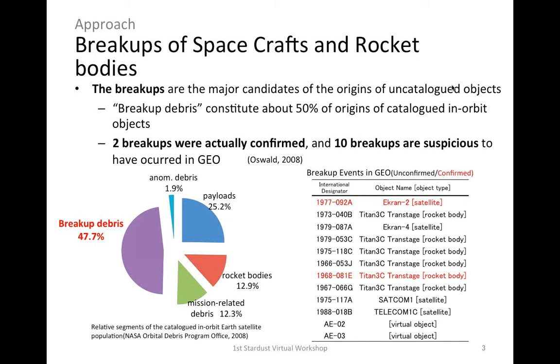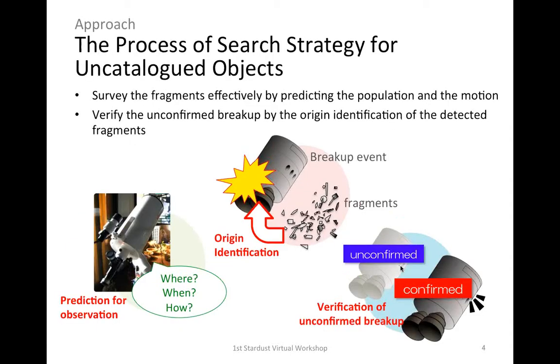Breakup debris constitutes about 50% of catalogued in-orbit objects. According to past research, 2 breakups were actually confirmed. One is the Ekran-2 communication satellite, and another is the rocket body Titan 3C. Furthermore, 10 objects are suspected to have broken up in GEO.